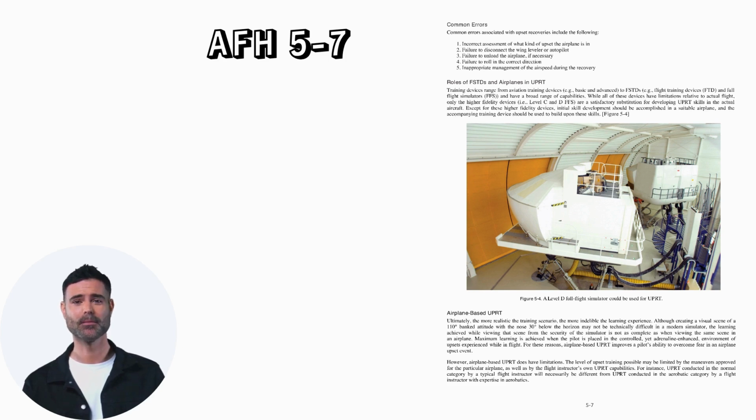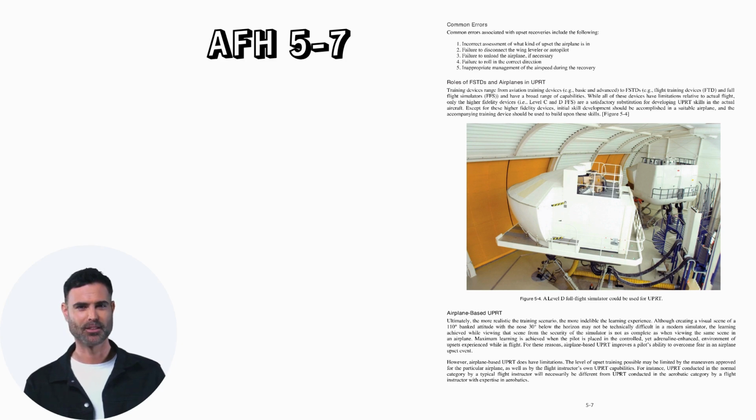Airplane-based UPRT. Ultimately, the more realistic the training scenario, the more indelible the learning experience. Although creating a visual scene of a 110 degrees banked attitude with the nose 30 degrees below the horizon may not be technically difficult in a modern simulator, the learning achieved while viewing that scene from the security of the simulator is not as complete as when viewing the same scene in an airplane. Maximum learning is achieved when the pilot is placed in the controlled, yet adrenaline-enhanced environment of upsets experienced while in flight. For these reasons, airplane-based UPRT improves a pilot's ability to overcome fear in an airplane upset event.